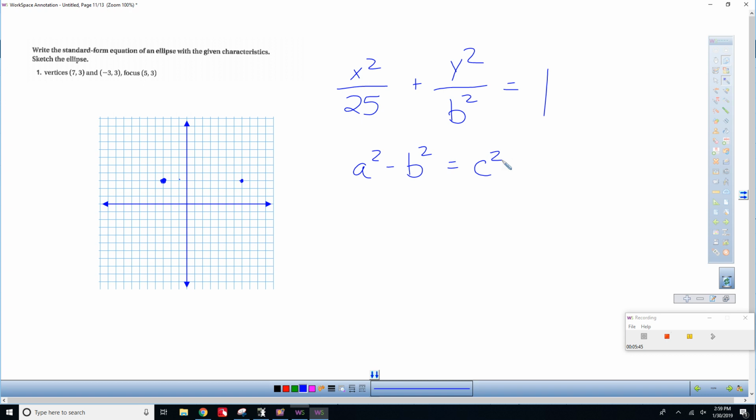In this case, we haven't used a piece of given information yet. It's that the focus is 5, 3. Let's identify the center. What is the center of this ellipse? Typically these have been centered at 0, but now the center is right there. So the center is 2, 3. The focus is at 5, 3.